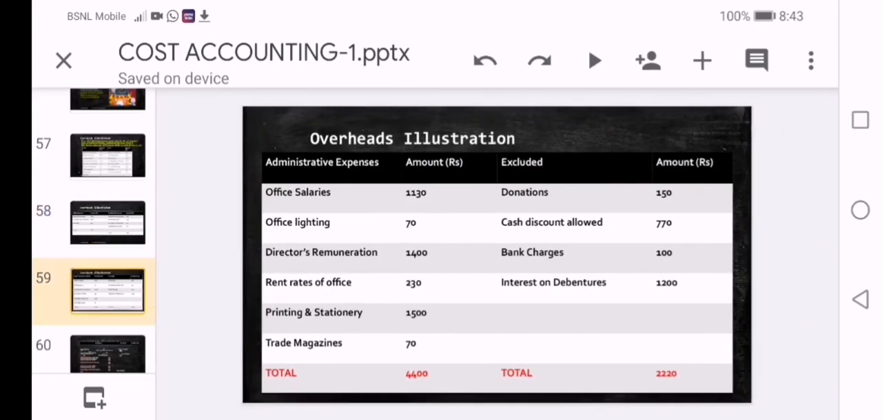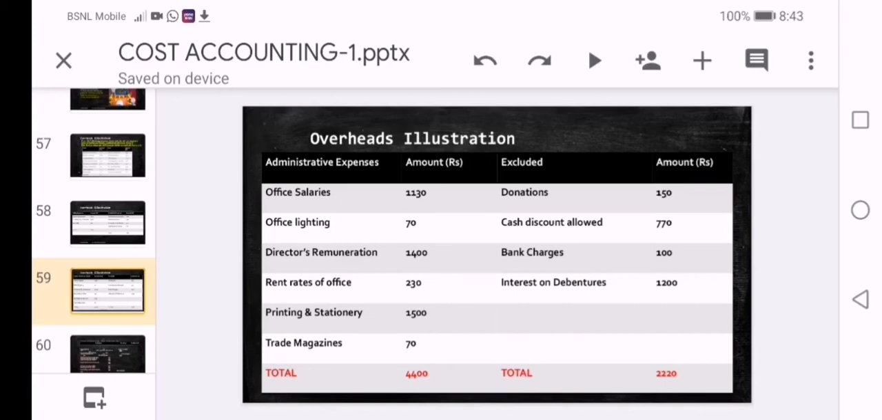Trade magazine, where we keep the magazines, newspapers and all these kinds of periodicals in the office, so it comes under office or administrative expenses.